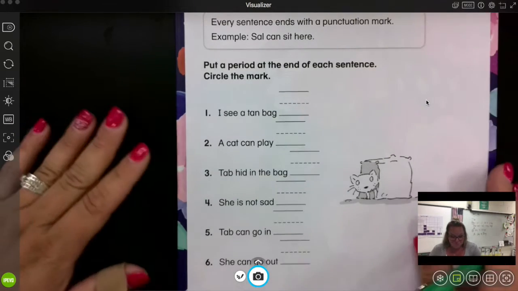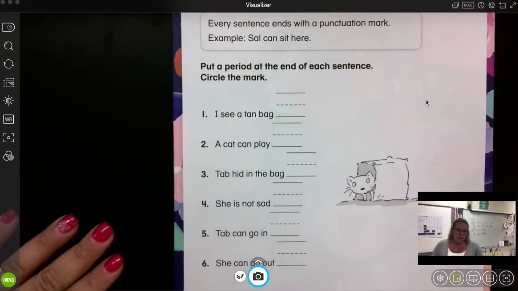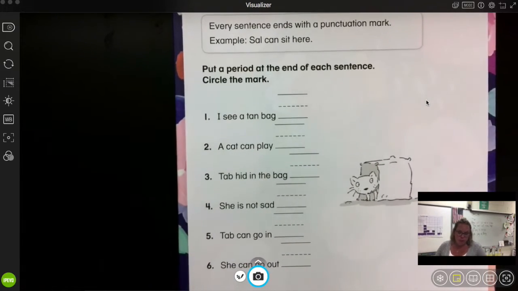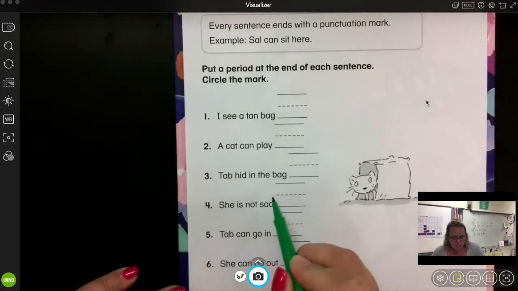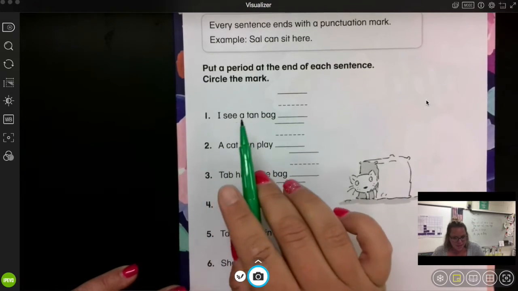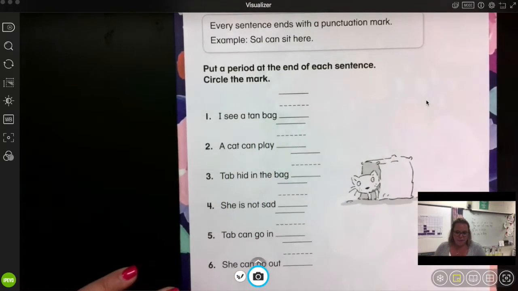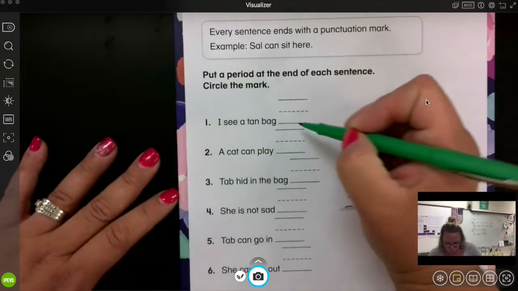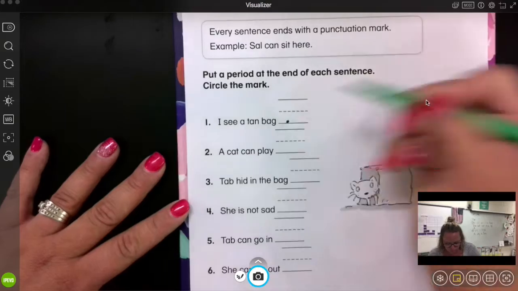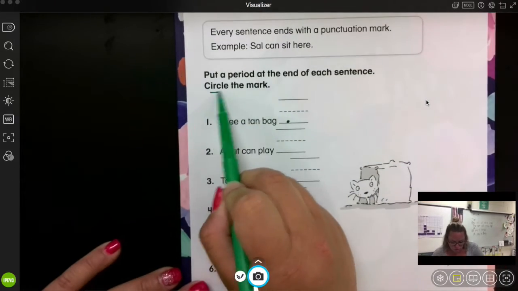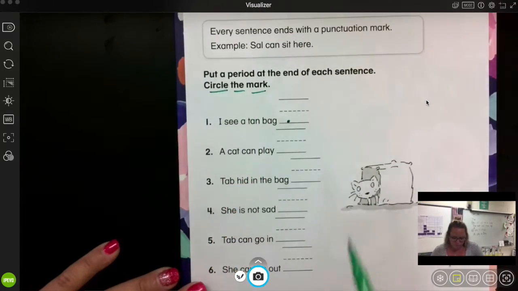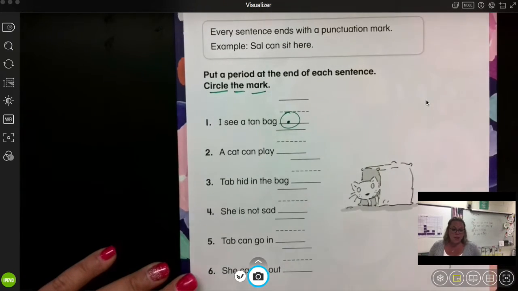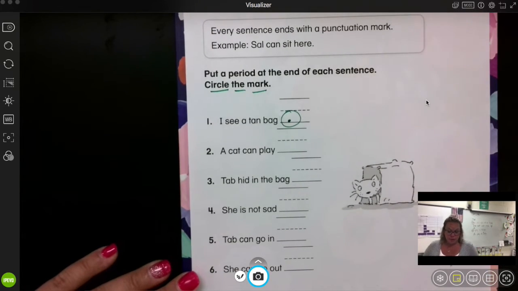Here we go. We need to put a period at the end of each sentence. Then we have to circle the end mark that we used. So sentence number 1 says, I see a tan bag. What do I need at the end of that sentence? I need a period. Then it says, remember, I have to circle the mark. To circle it, that reminds me that I need to have a period.